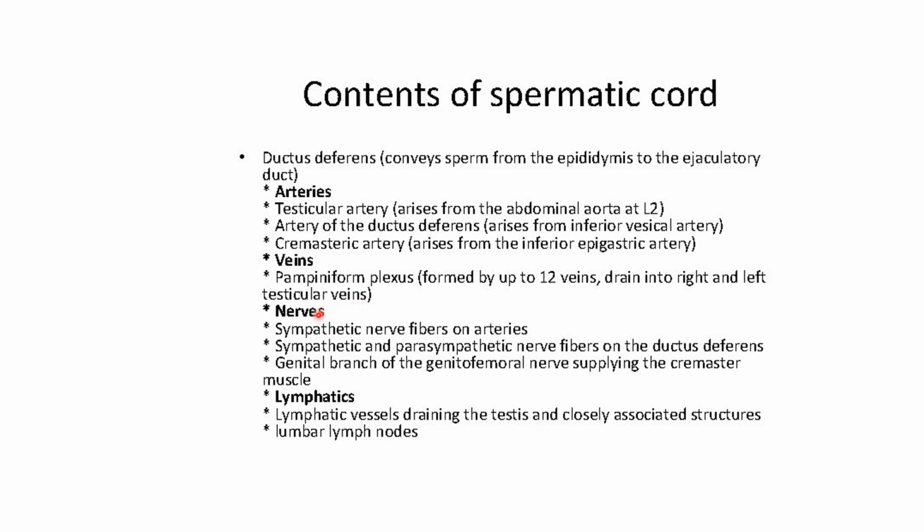The nerves include the sympathetic nerve fibers on the arteries. The testicular artery, artery of the ductus deferens, and cremasteric artery are surrounded with sympathetic nerve fibers. Similarly, the ductus deferens is also surrounded by sympathetic and parasympathetic fibers, and there is the genital branch of the genitofemoral nerve supplying the cremaster muscle. These are the contents of the spermatic cord, along with lymphatics draining the testes and closely associated structures to some lumbar lymph nodes.